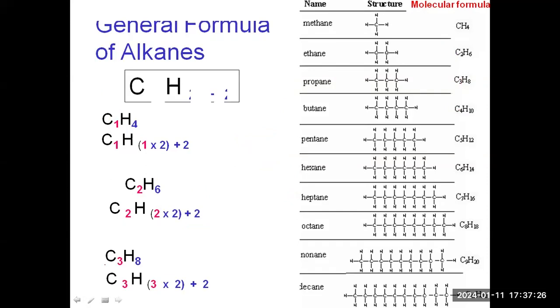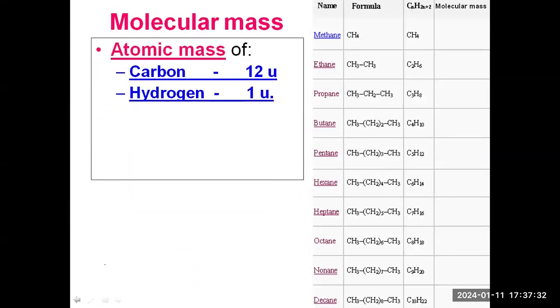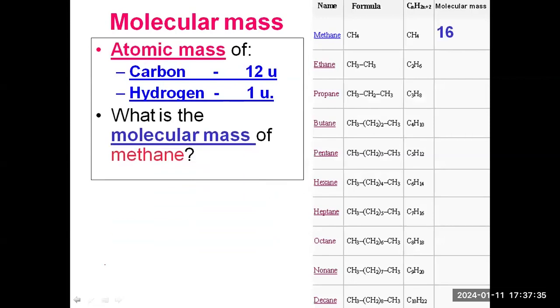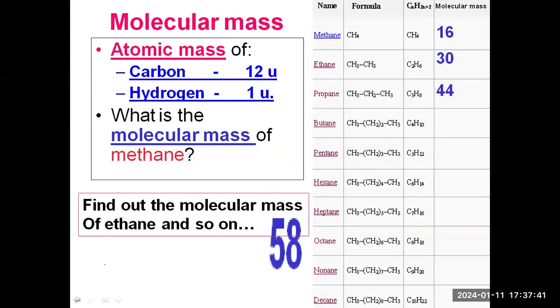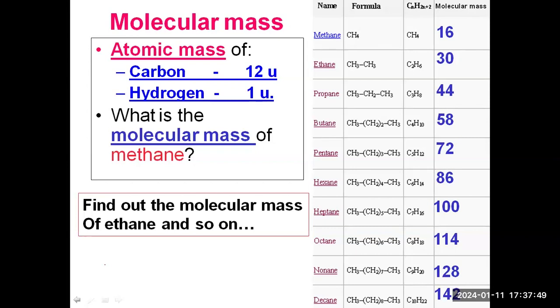This is the general formula for alkane, CnH2n plus 2. Now, if you see the molecular mass for methane, it will be 16 because carbon is 12, hydrogen is 1. Then we have 30, 44, 58, 72, 86, 100, 114, 128 and 142. Again, you can see a pattern over here. The molecular mass is increasing by 14. You can see here. Everywhere it is increasing by 14, right?